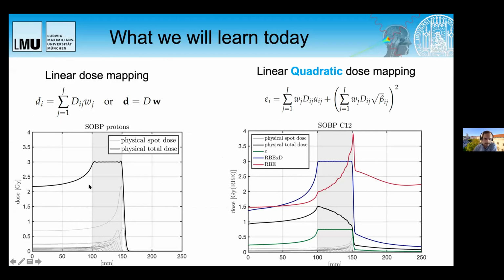On the left side, you see a spread out Bragg peak of protons where we optimized the physical dose. Here with these gray thin lines, you see the dose distribution of the individual pencil beams that have been differently modulated, so with different fluences. If you sum them up, you end up with the black solid line. In this case, the plan was optimized for 3 gray. And for protons, we have this linear dose mapping.